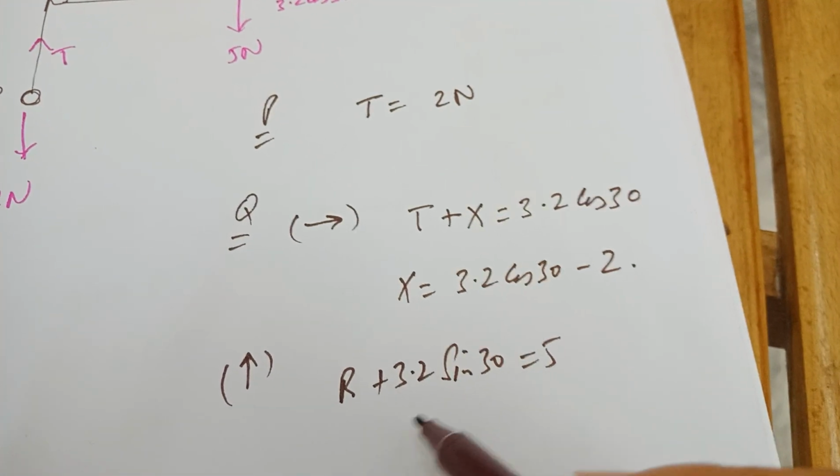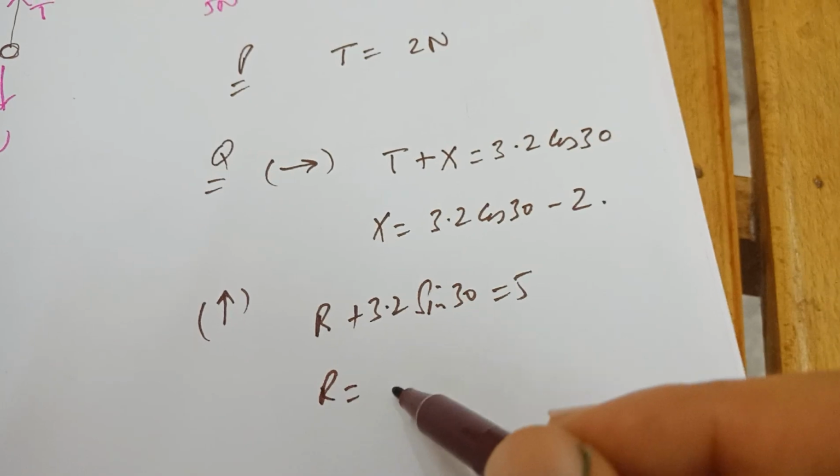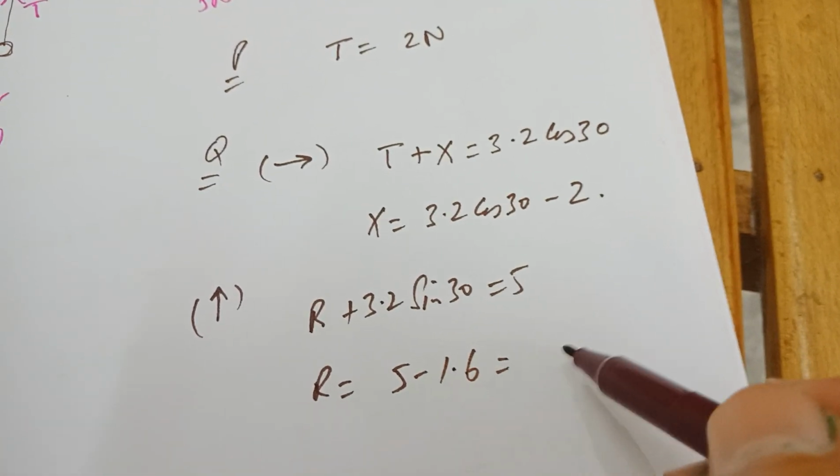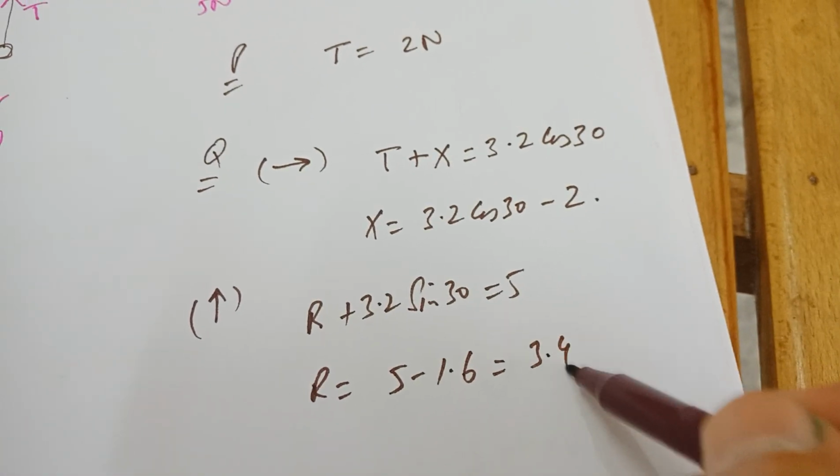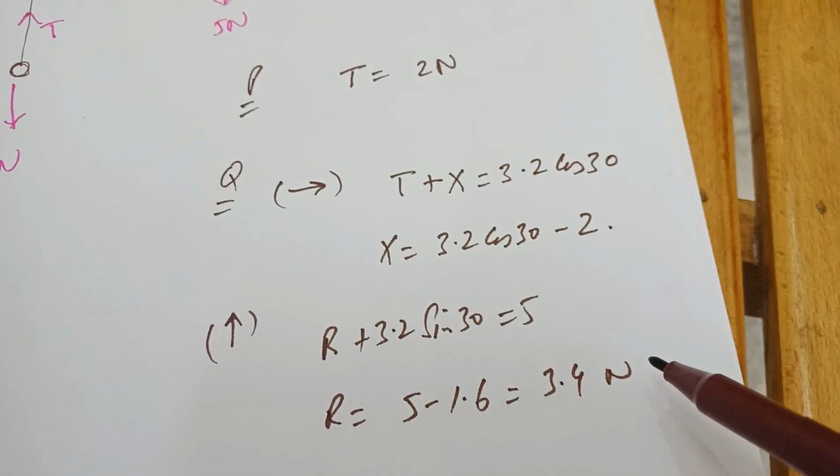We know that sine 30 is half. So R is going to be 5 minus 1.6, so this is 3.4 newtons. Okay, so we have its exact value.